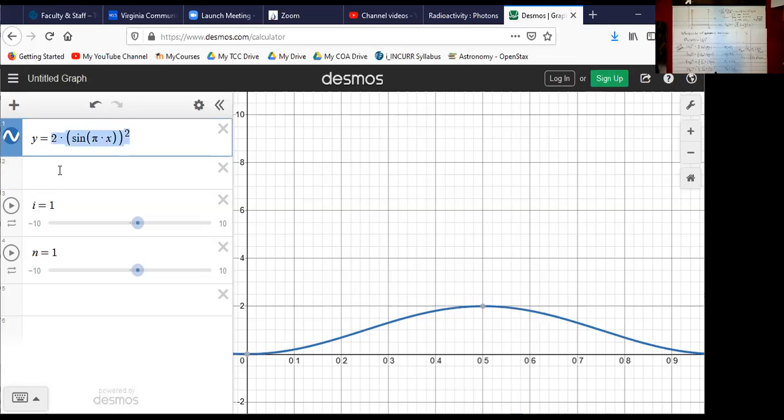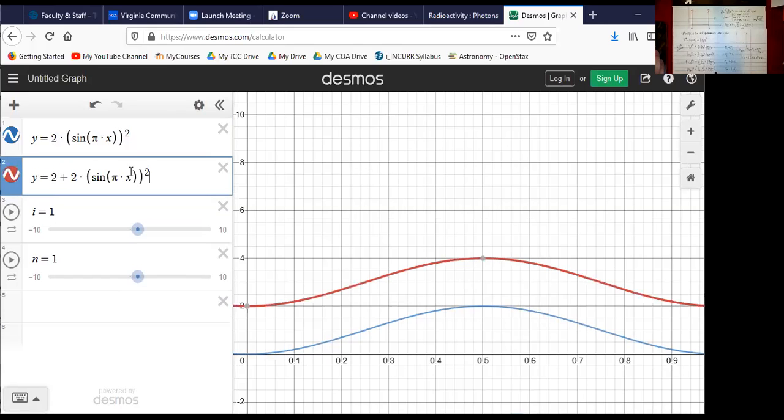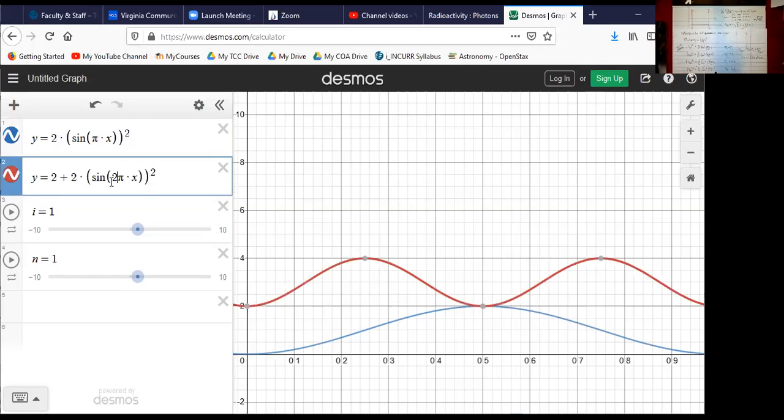So I'm going to say y equals, y equals 2 plus, control V. Now in this case, instead of the pi, I got 2 times pi. So now you can see what the wave function looks like for n equal 2.